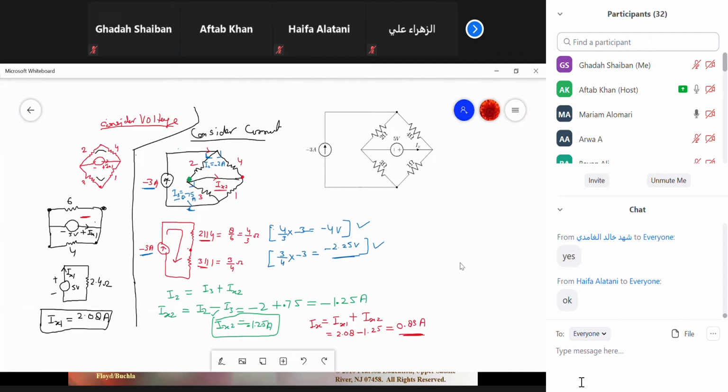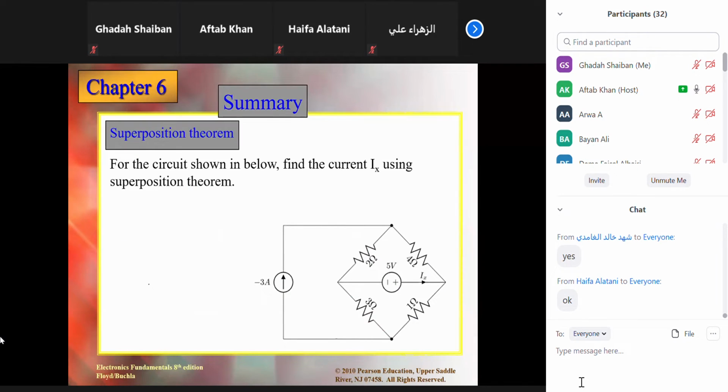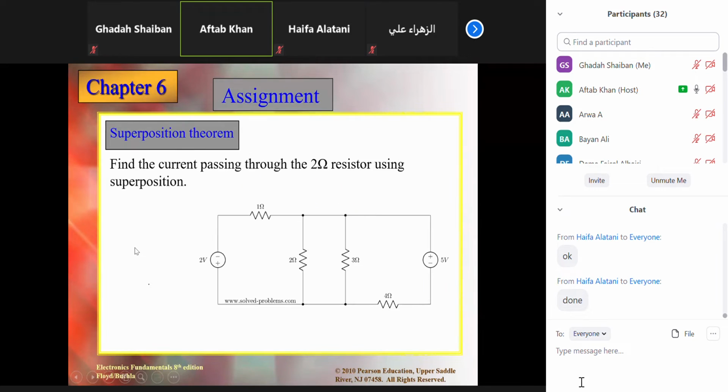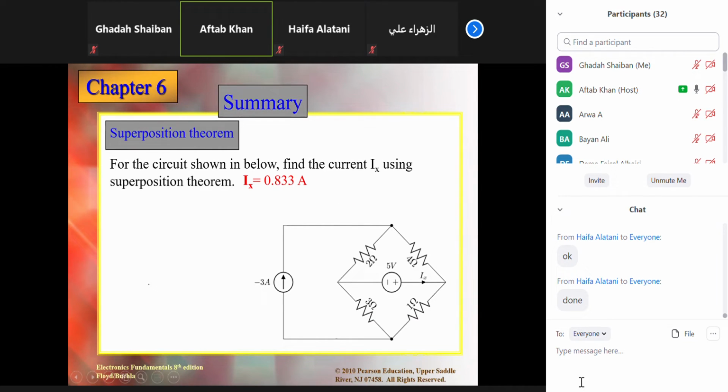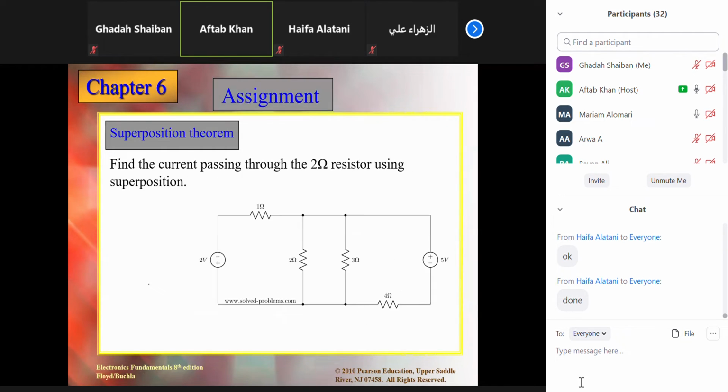Okay, now move to the slide. You can check the answer here. Ix is equal to 0.833. So this is the answer, and you get the same. Now, there are many questions in the book for the superposition theorem. I think yesterday I opened one of the questions, and I said it can be solved by the superposition theorem. So you need to apply the superposition theorem and you can solve many questions there.